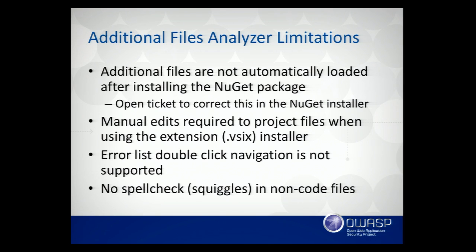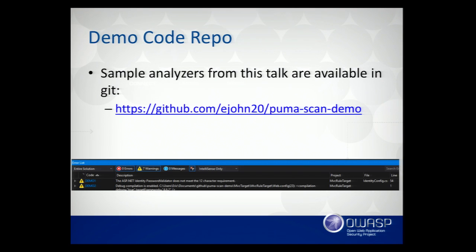So there are two ways to get these into the IDE. Double-click navigation is not supported. It's hard. I still double-click on them, expecting it to take me into the file, but it won't do it. And unfortunately you don't get the nice little spell check squiggles inside your config and non-code files yet. That's part of that git issue I talked about. All of the code that I mentioned up to this point, those two examples and that target, are in a Git repo that you can go download.